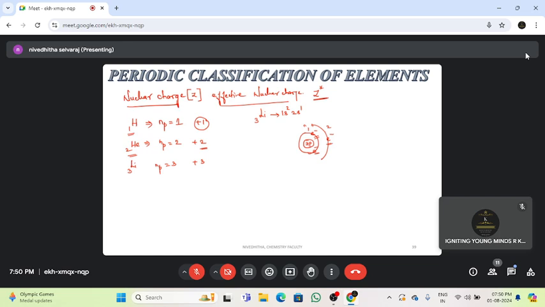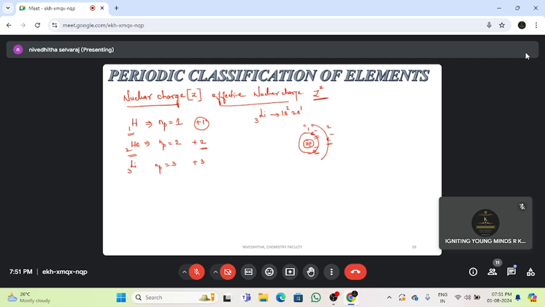So the original nuclear charge will be more, but all the nuclear charge will not be experienced by the valence electron. Why? Because there are inner electrons. These inner electrons will shield the nucleus, right? Is that clear? Yes, ma'am.